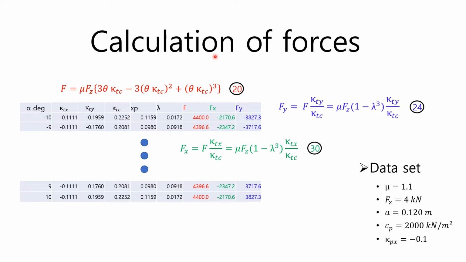Based on the results so far, the lateral force and the longitudinal force can be calculated using the equations derived from the previous video E0056. The resultant force F of the combined slip can be calculated by the equation 20. The lateral force Fy can be obtained by equation 24, and the longitudinal force Fx can be calculated by the equation 30. We will use Fy to calculate the self-aligning moment in the next slide.